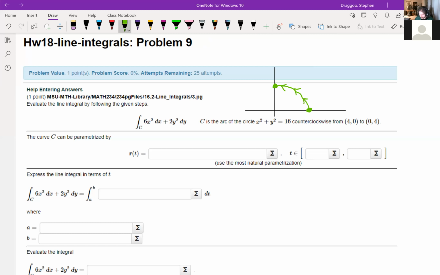And I want to parameterize that circle. And that parameterization, I'm probably going to use the trig one. So it's a circle of radius 4. So my parameterization is probably going to be 4 cosine t for x, and 4 sine t for y.